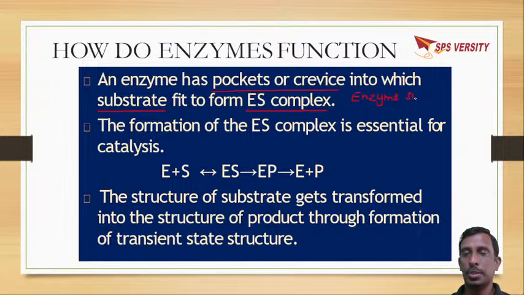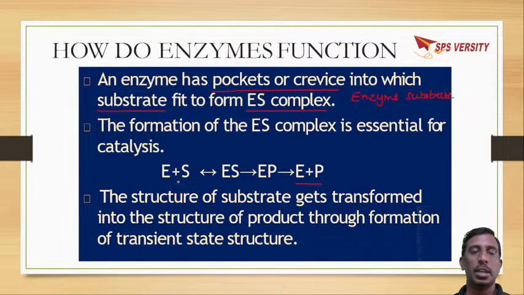This enzyme substrate complex is formed by the combination of enzyme plus substrate. After this, substrate is converted into product. P means product. It is transformed into product through a transient state. After formation of product, enzyme and product are separated.